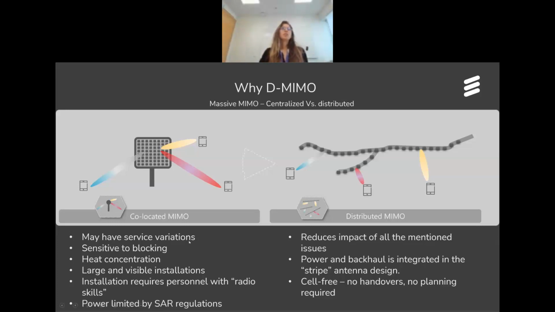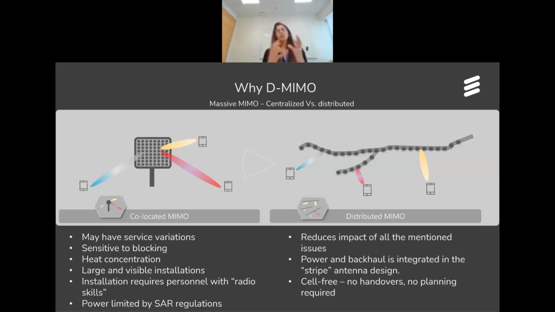So with the co-located or centralized MIMO, you may have service variations. You have very fine beams. At millimeter waves, they are sensitive to blocking. Because you have many elements, you have heat concentration, the installations are large and visible, you need radio skilled people to install it, and you have power limitations by SAR.